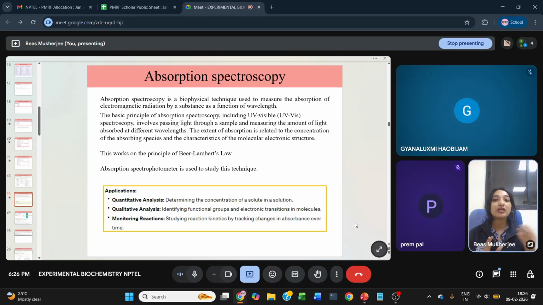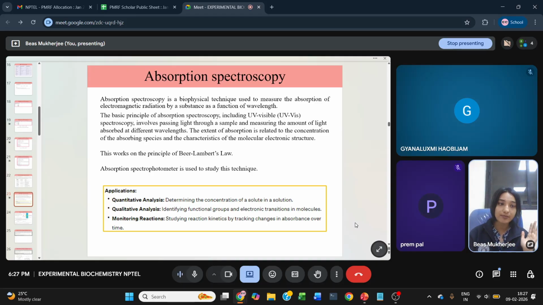Okay, so this involves passing light through a sample. There is a sample through which light is passing, and the amount of light that is absorbed at different wavelengths is measured. So that is all about absorption. The extent of the absorption is related to the concentration of the absorbing species and the characteristics of the molecule's electronic structure. That is all about absorption spectroscopy, and this works on the principle of Beer-Lambert's law. The absorption spectrophotometer is the instrument using which this particular spectroscopic technique is studied.